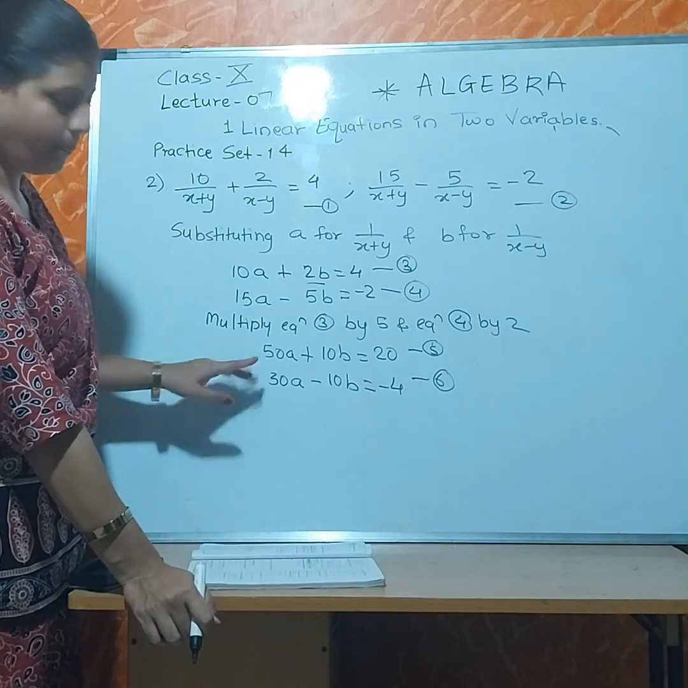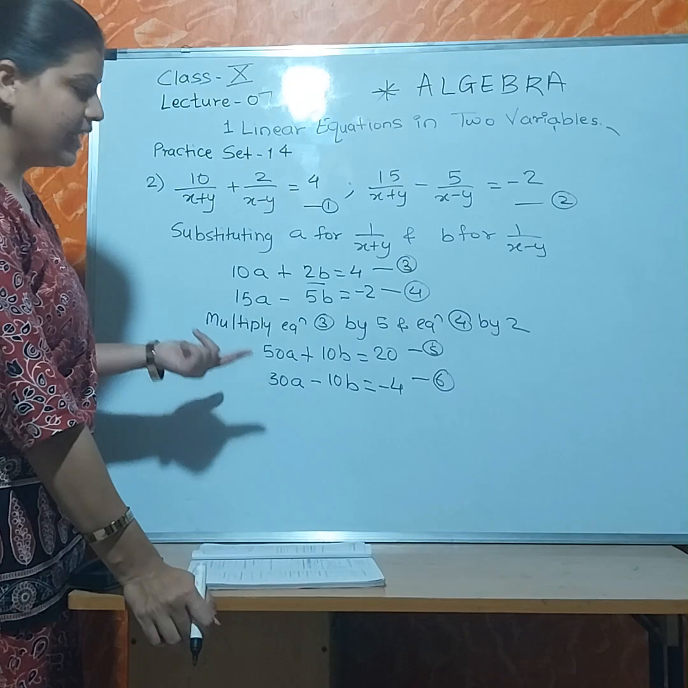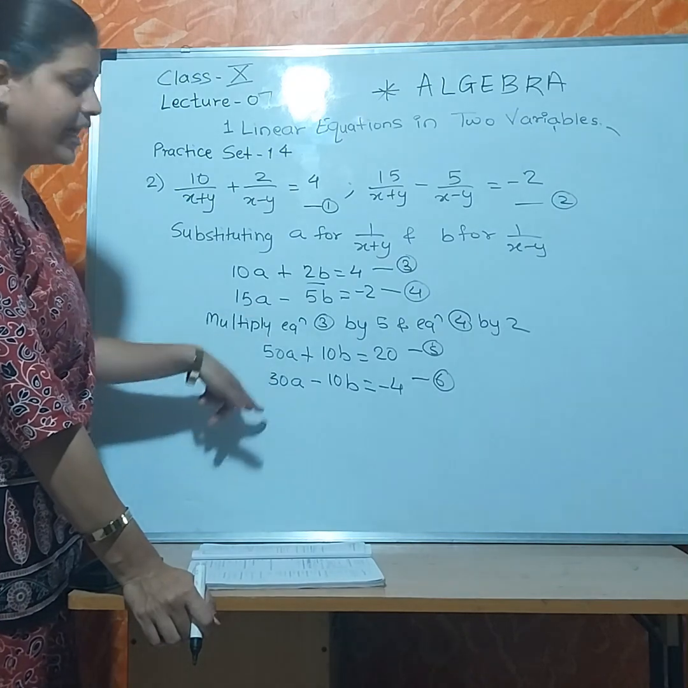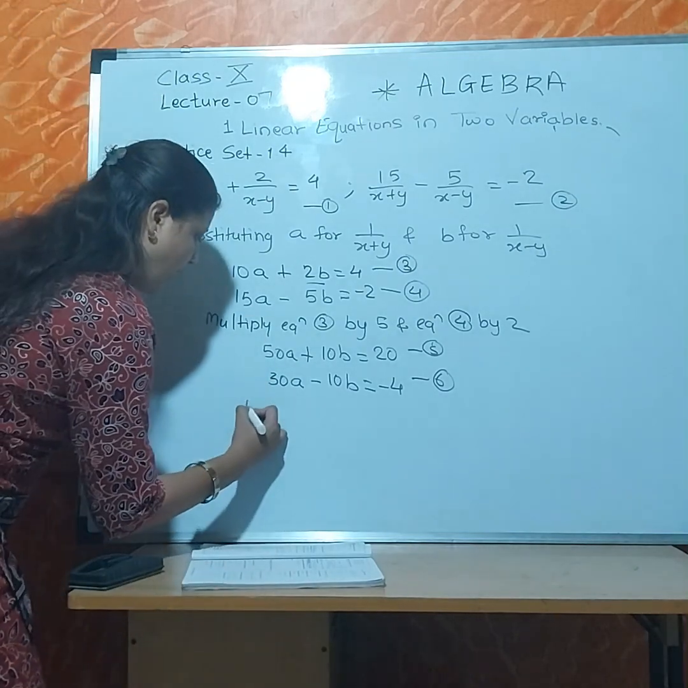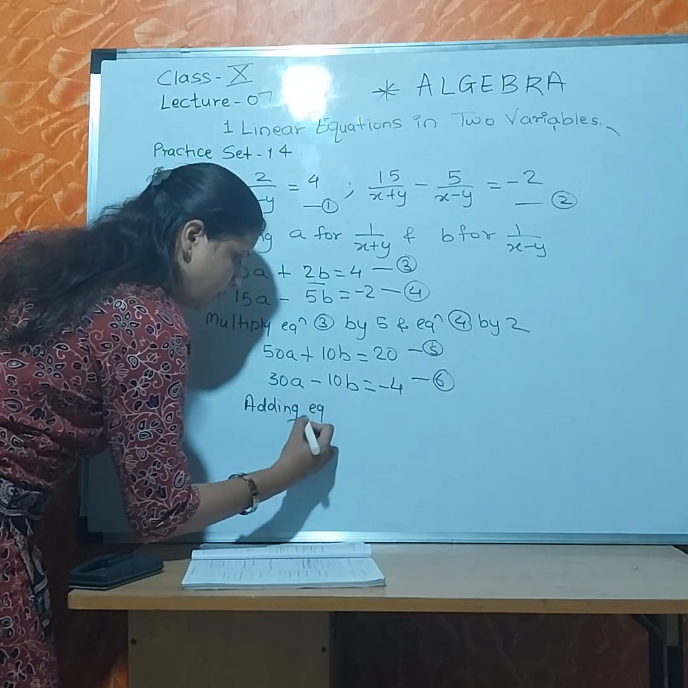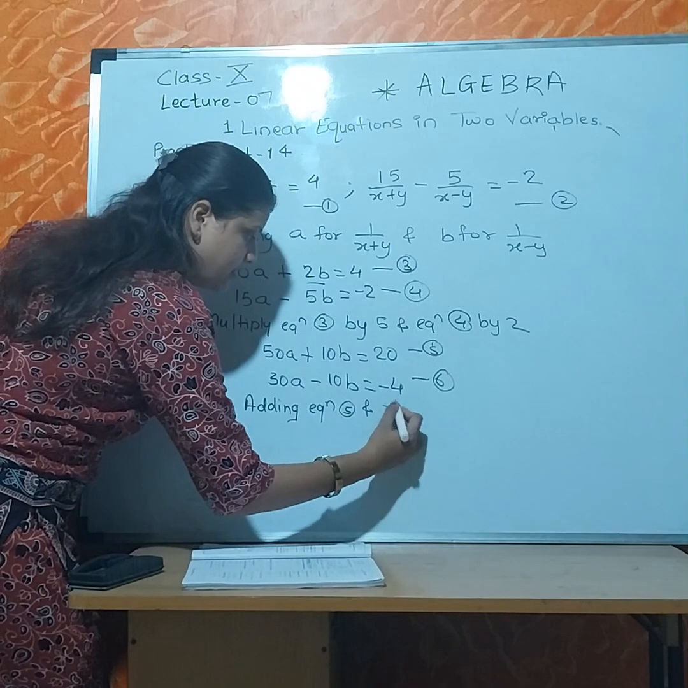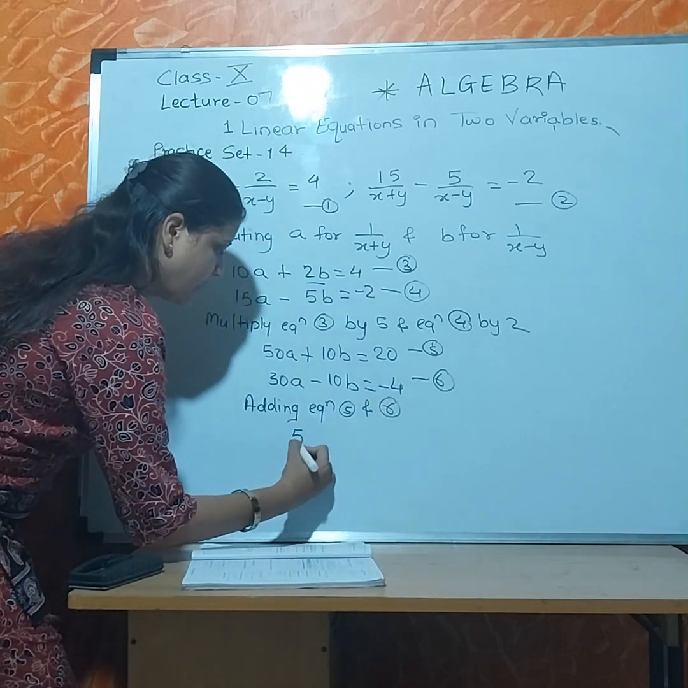What we have to perform? Here is plus, here is minus. So we will directly add these both equations. It will get directly cancelled. So adding equation 5 and 6. So we will add this equation.